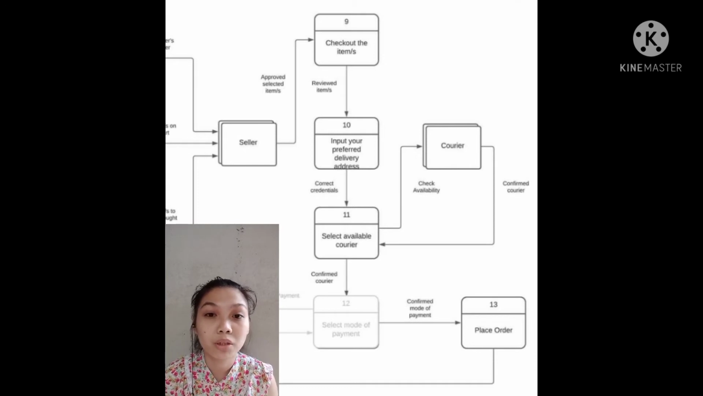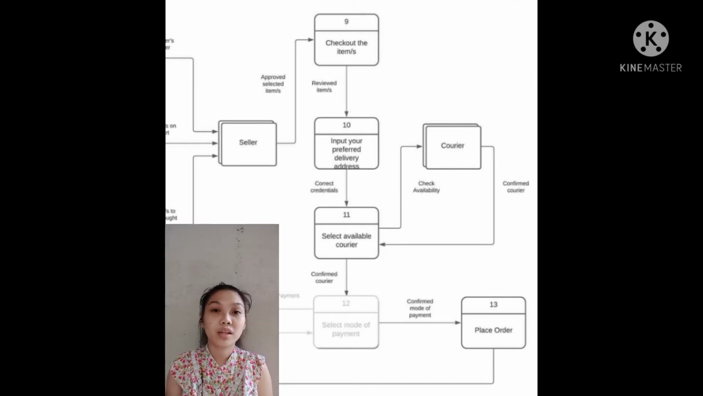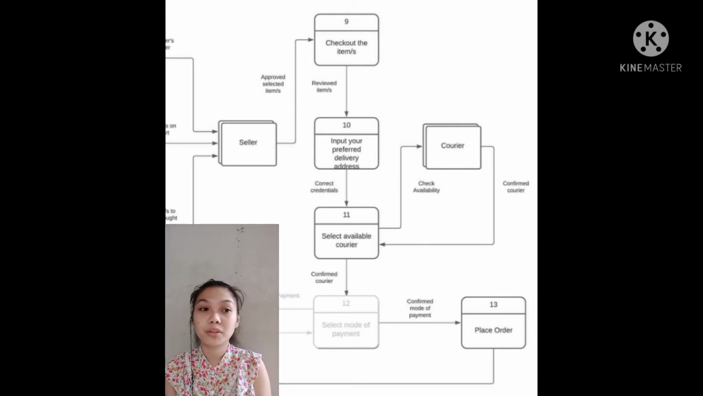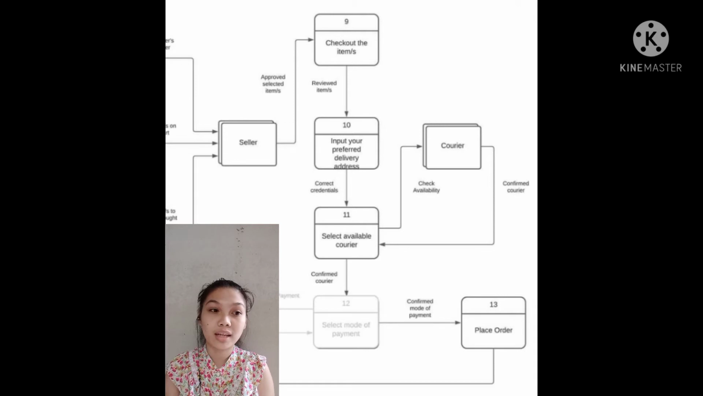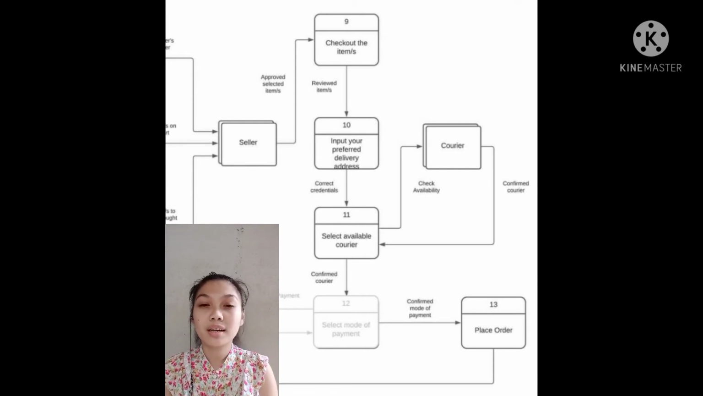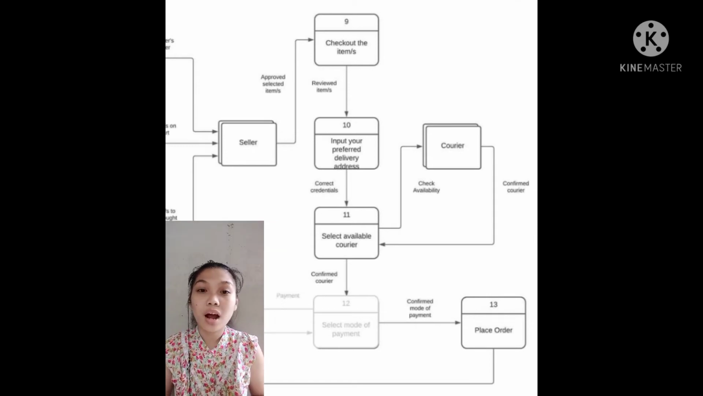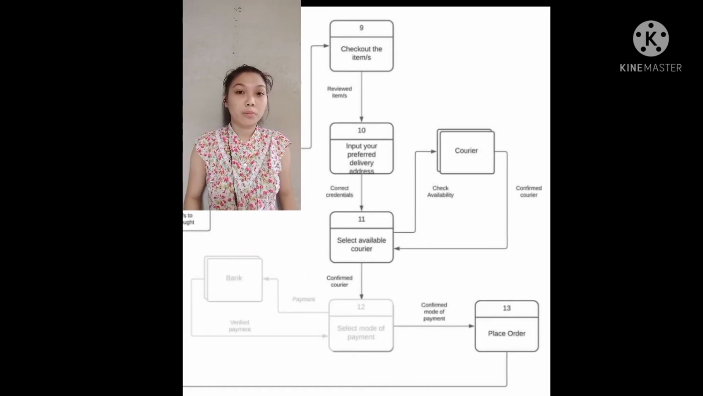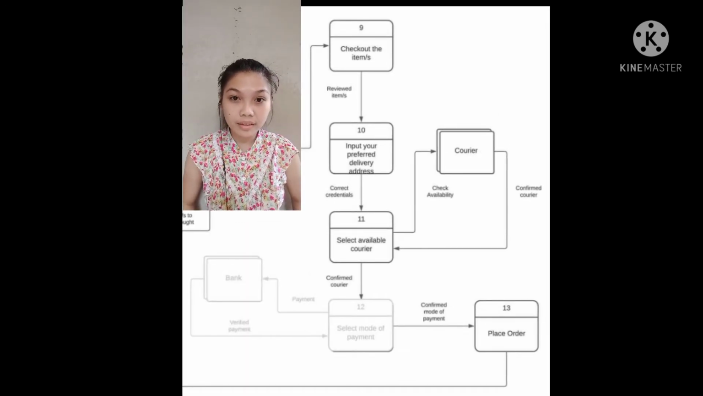we go to process number 10, which is to input your preferred delivery address. But before we go to process number 10, we must review all the items that we bought. Then we proceed to process number 10, where we input the delivery address. Then we're gonna go to process number 11, which is the select available carrier. Before we go to process number 11, we must correct our credentials.